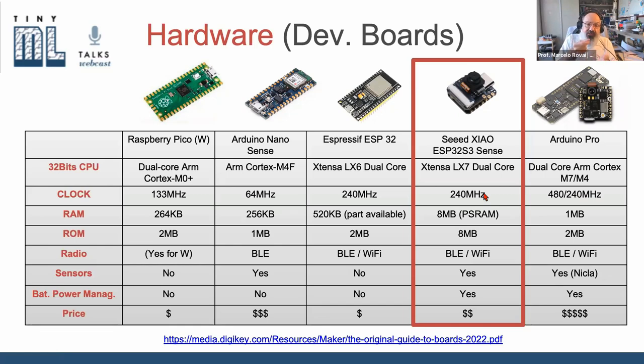Also, this development board has Bluetooth Low Energy and Wi-Fi. That's very important when you collect data to prepare your training. And another important thing, we can find battery management in this kind of device, which before you could only find in some of the other families at the high end of tinyML devices, like the Arduino Pro. So it's very suitable for tinyML.